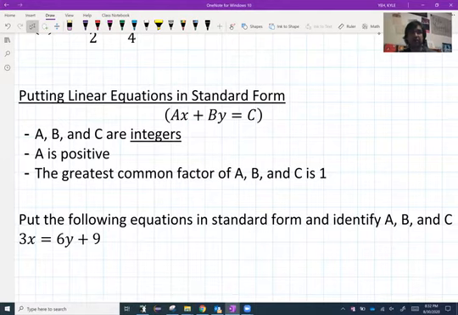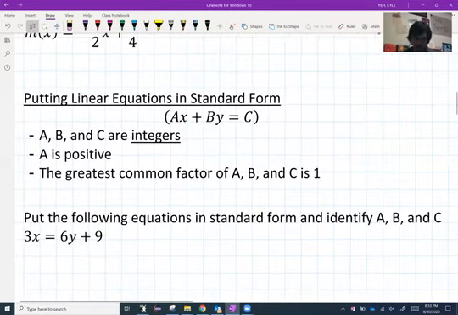We want a, b, and c to all be integers, whole numbers. And then this final one is the one that gets neglected and overlooked most often. The greatest common factor of a, b, and c is 1, meaning we cannot divide anything out of this equation. If all of them are even, we could divide out a 2, right? And so it would not be in standard form until the greatest common factor of those 3 numbers is 1. You can think of it almost like simplifying the equation.